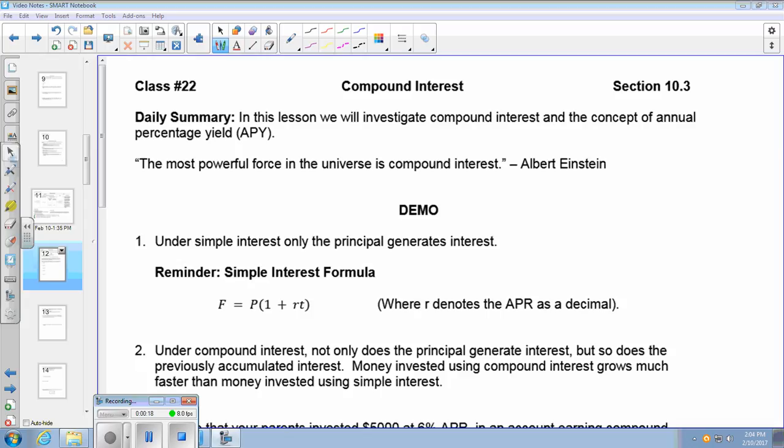And we'll just start off with a quote. The most powerful force in the universe is compound interest. And that was Albert Einstein.